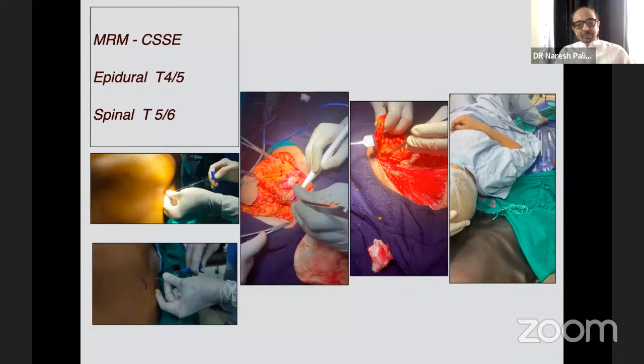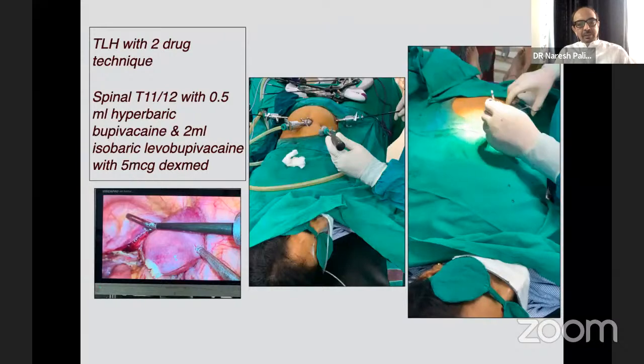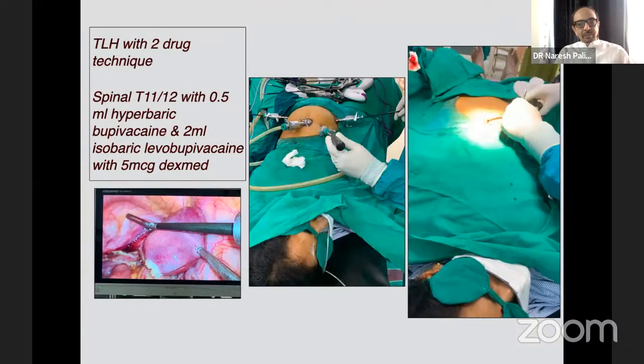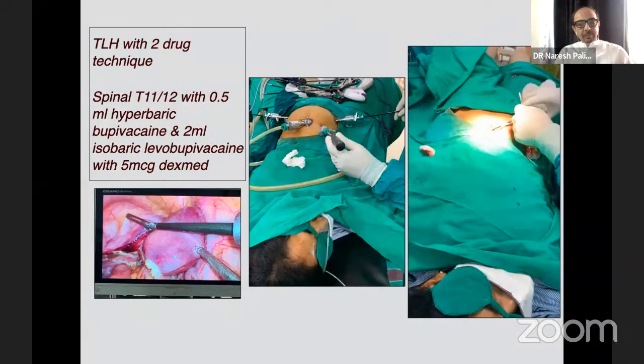It's the same patient shifting herself. This was TLH with a two-drug technique. It was around a 2.5 hour procedure. See the patient shifting herself.